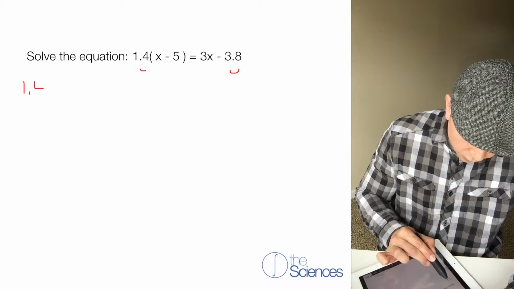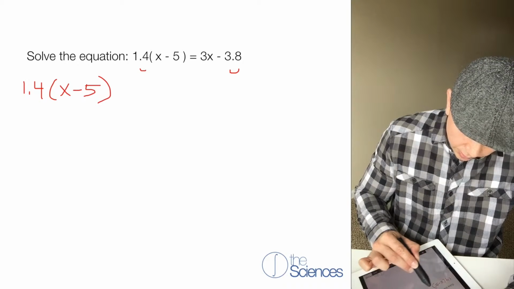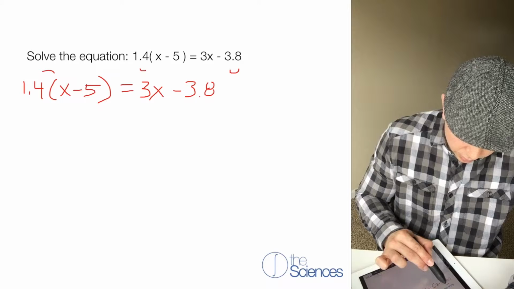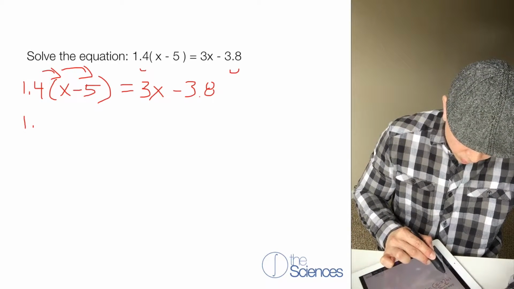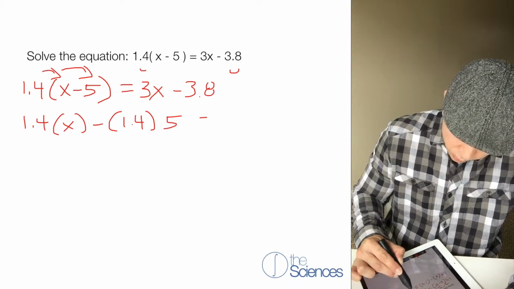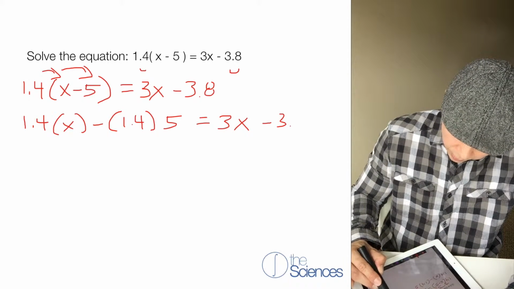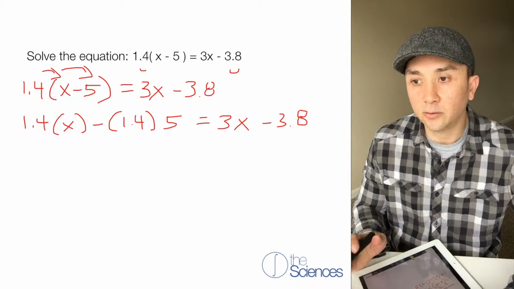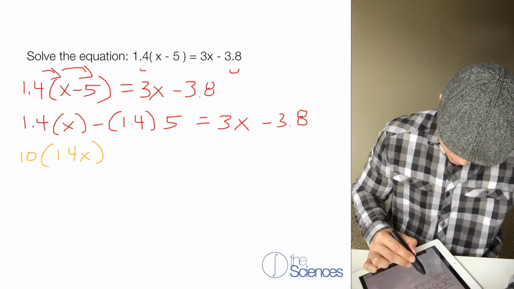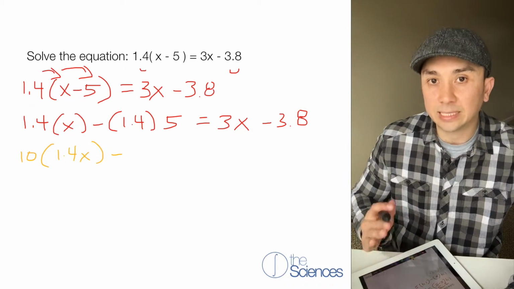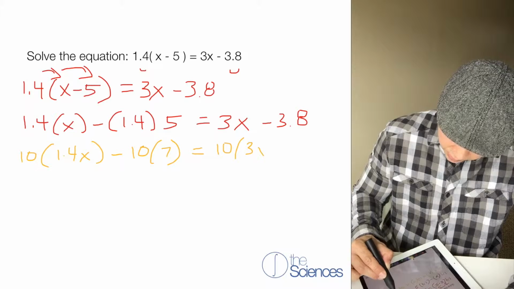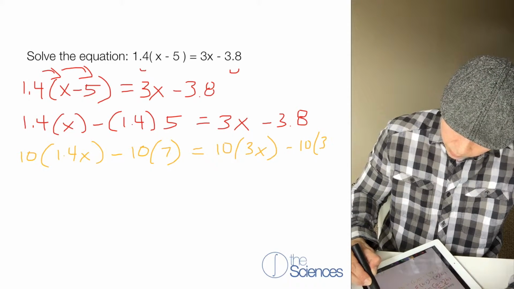So let's go: 1.4 times (x minus 5) equals 3x minus 3.8. So the first thing we're going to do is use the distributive property. So we get 1.4 times x minus 1.4 times 5 equals 3x minus 3.8. Now we're going to multiply both sides of the equation by 10. So we have 10 times 1.4x minus 1.4 times 5 is 7. So we're going to do 10 times 7 equals 10 times 3x minus 10 times 3.8.